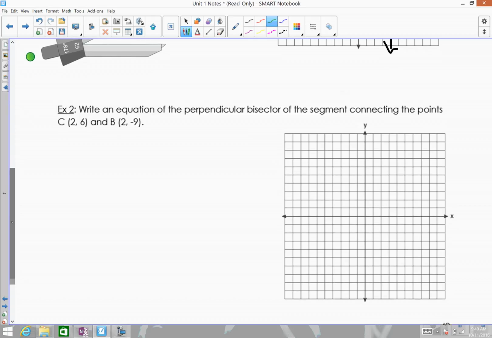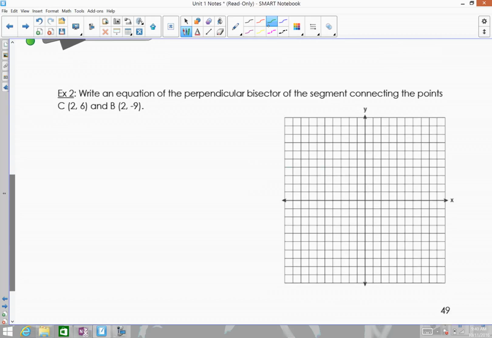So we have these 2 points. I'm going to start with that. So we have C is 2, 6. So over 2, up 1, 2, 3, 4, 5, 6. Make sure we're labeling. B is 2, negative 9. So right 2, down 9. 1, 2, 3, 4, 5, 6, 7, 8, 9.